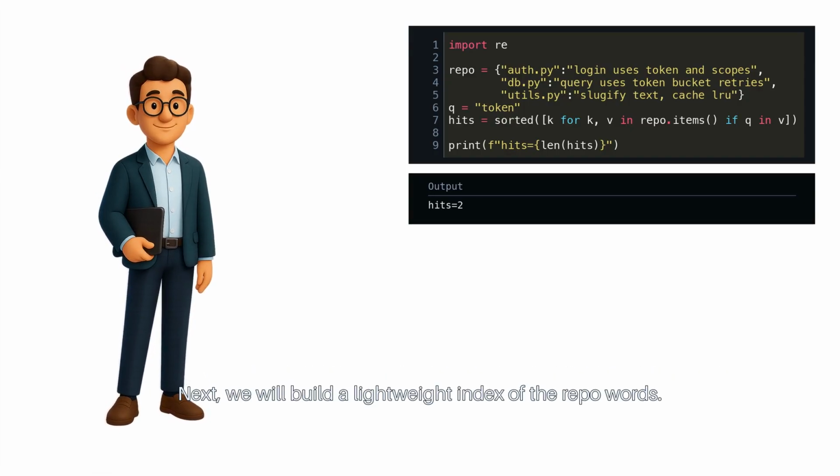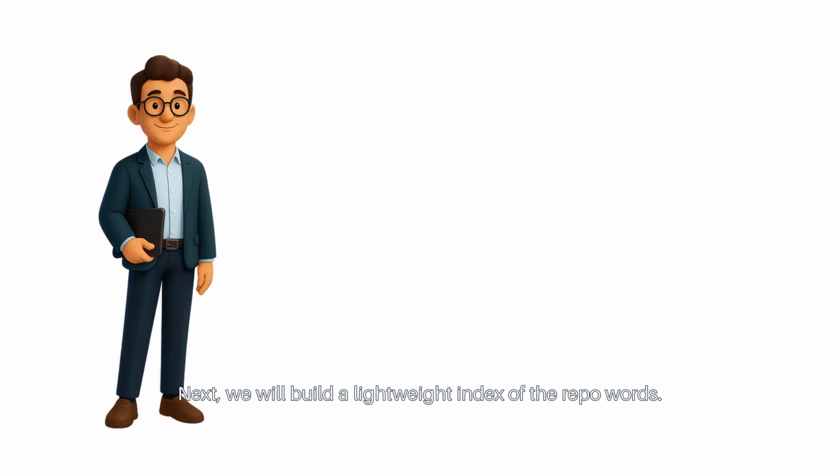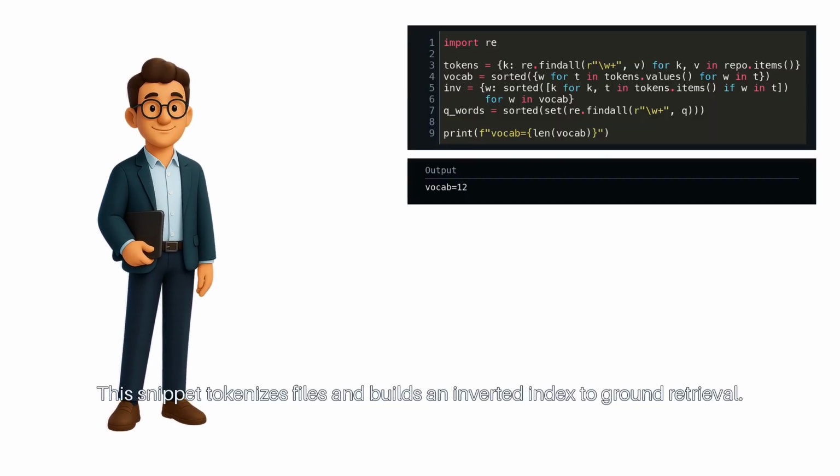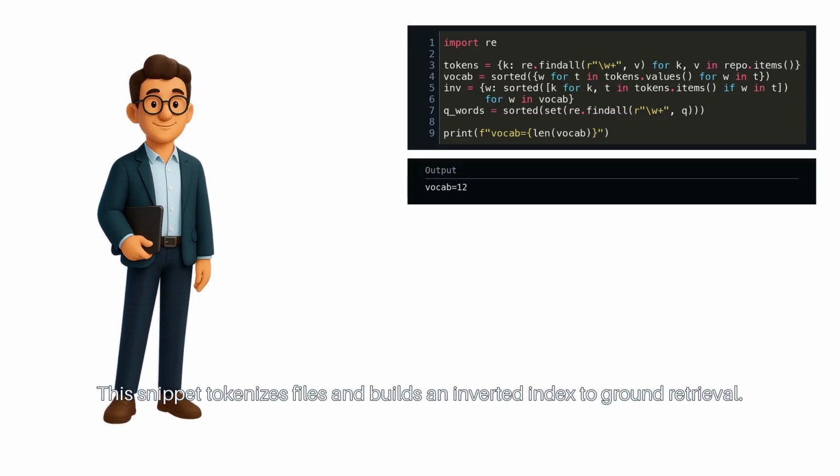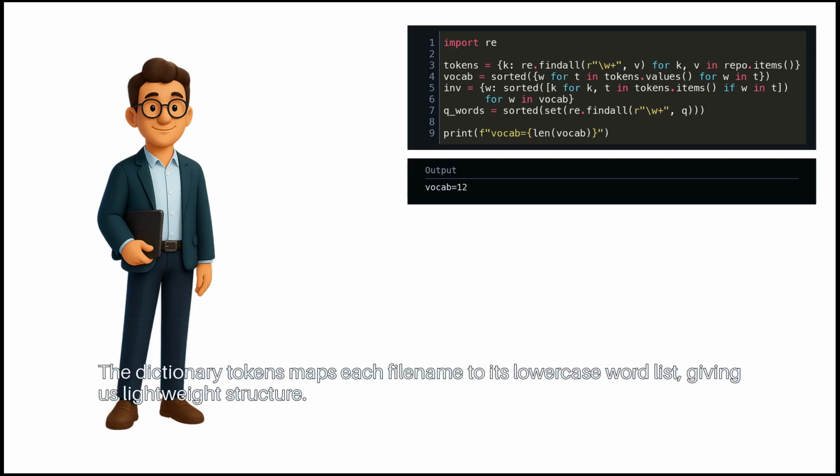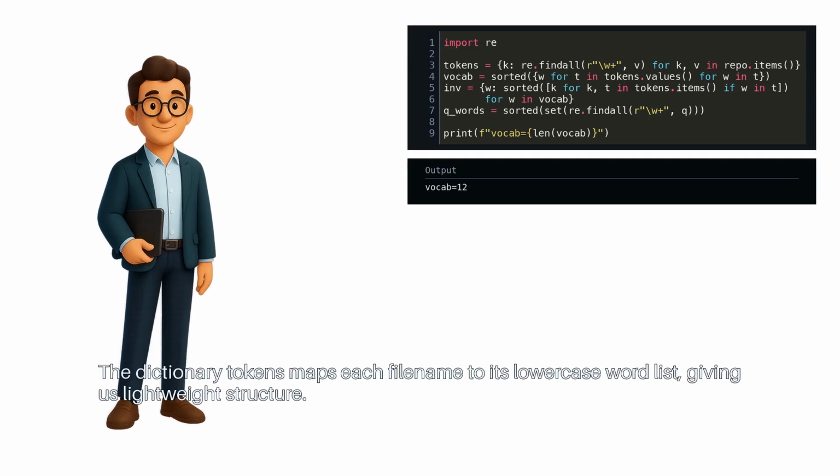Next, we will build a lightweight index of the repo words. This snippet tokenizes files and builds an inverted index to ground retrieval. The dictionary tokens maps each file name to its lowercase word list, giving us lightweight structure.